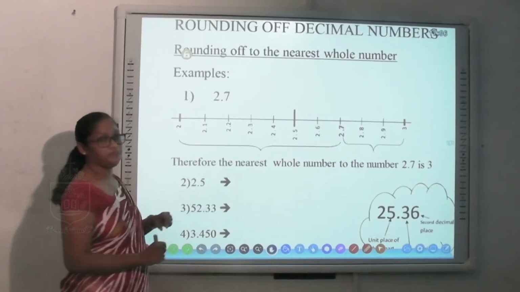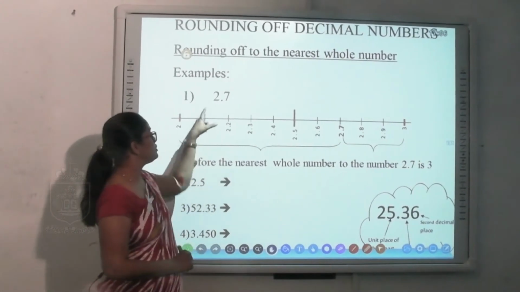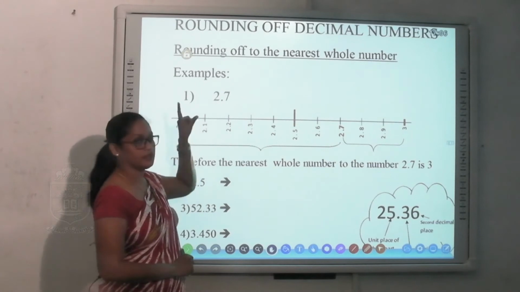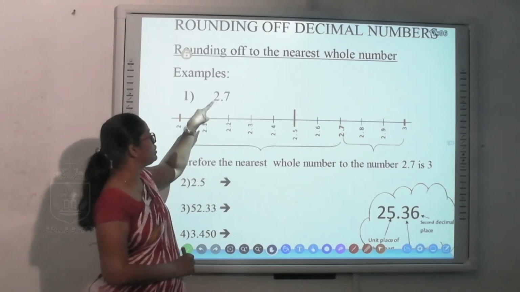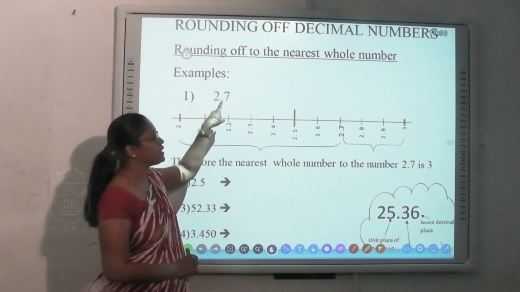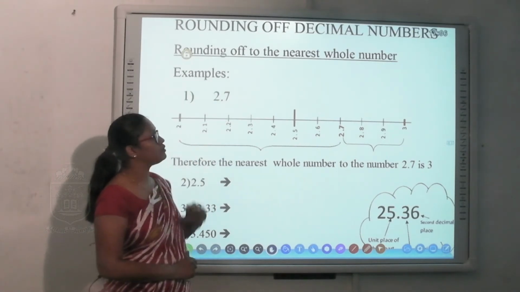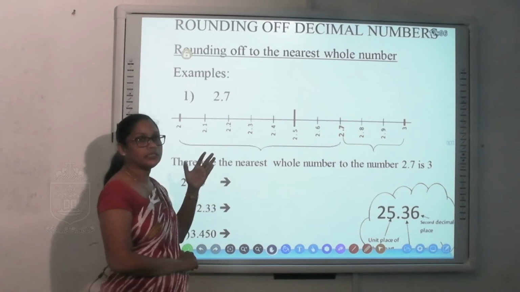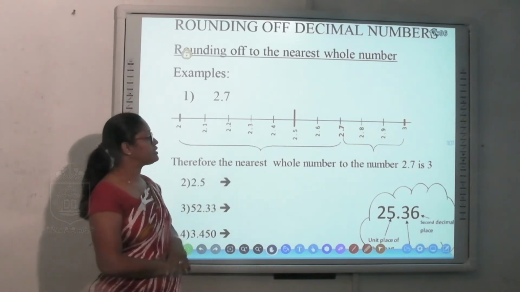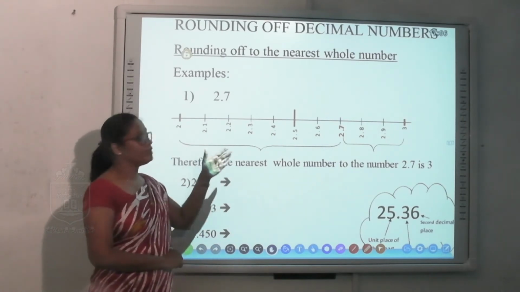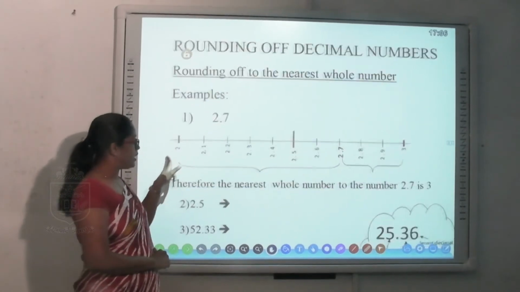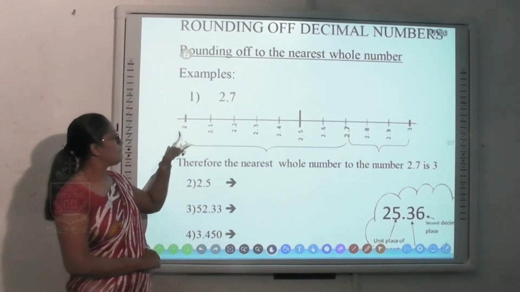Okay, now the first number here I chose is 2.7, right? A decimal number, you can see the whole number part and also the decimal part. Now as per the topic, I am going to explain how to round off this number to the nearest whole number, right? Now look at the diagram as previous. I will try to explain here.